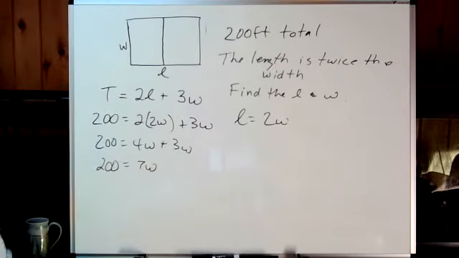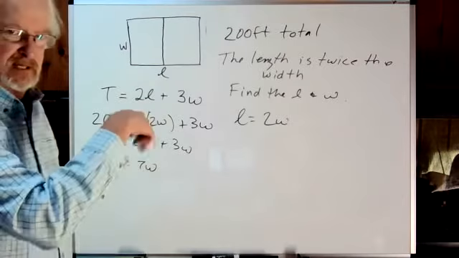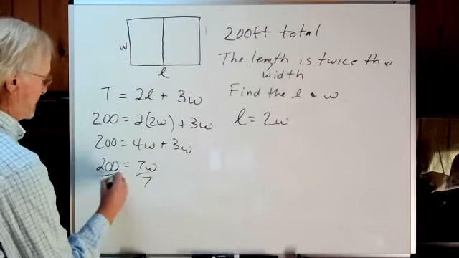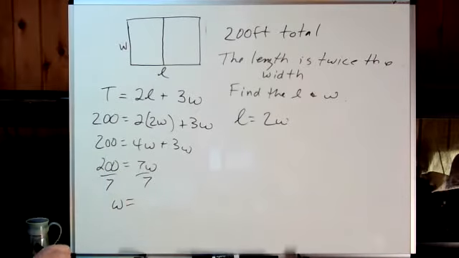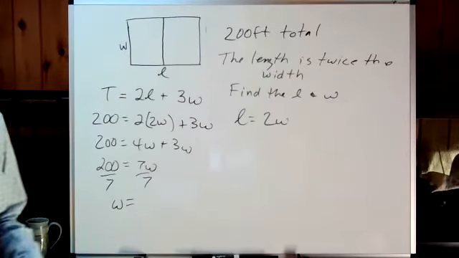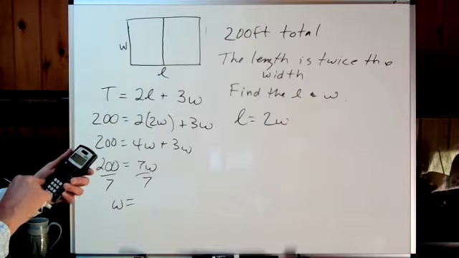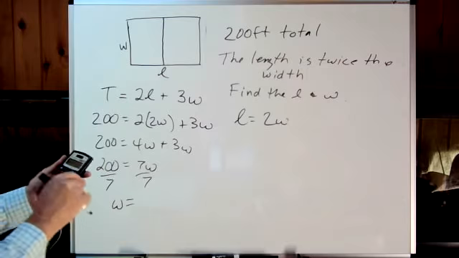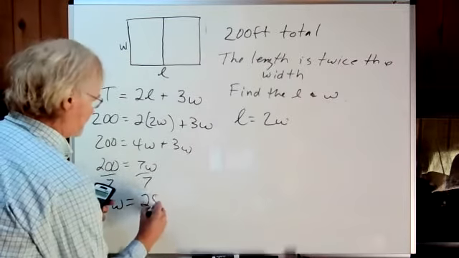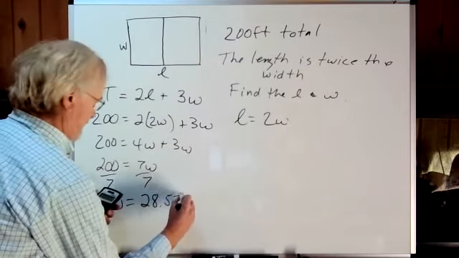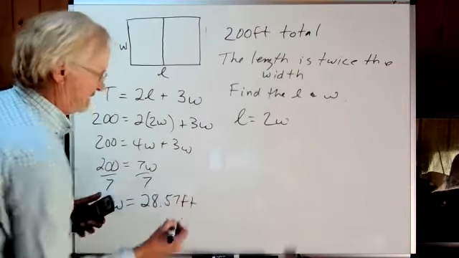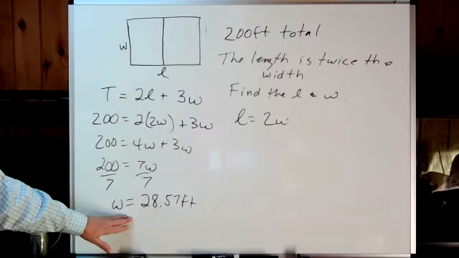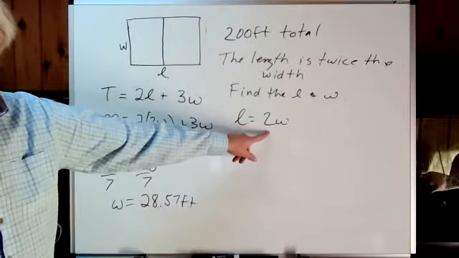See if I'd made that 210, wouldn't that be nicer? Should we do some erasure math and make it 210? Anyway, you get the point, hopefully. I divide by 7. I get that my width is going to be, what, 20 something. Bunch of decimals afterwards. I'll stop right there, 28.57 feet. And so now that I have that width, I could double it to find the length.